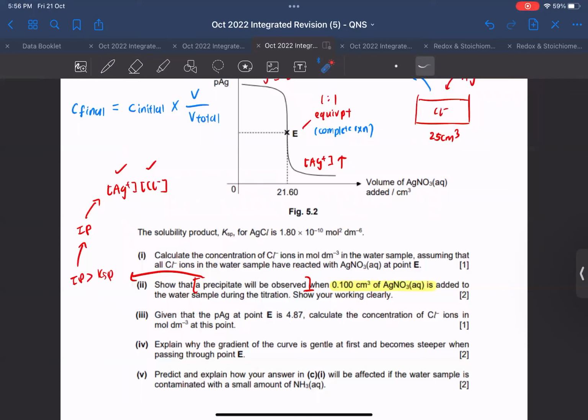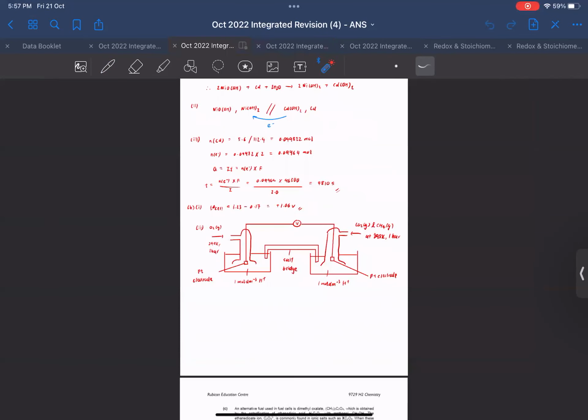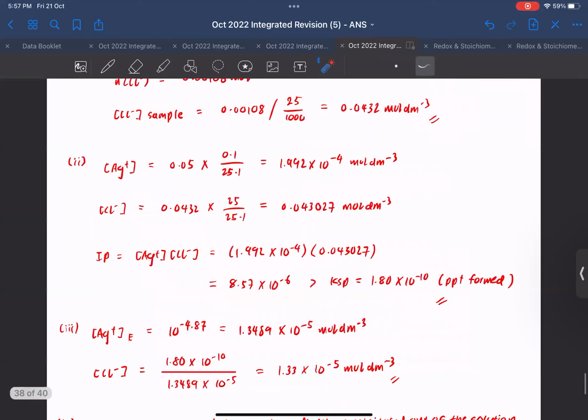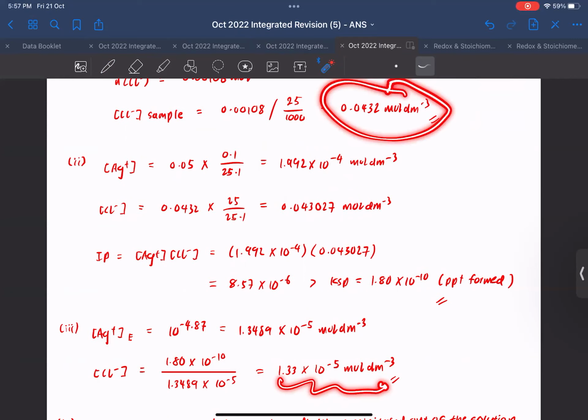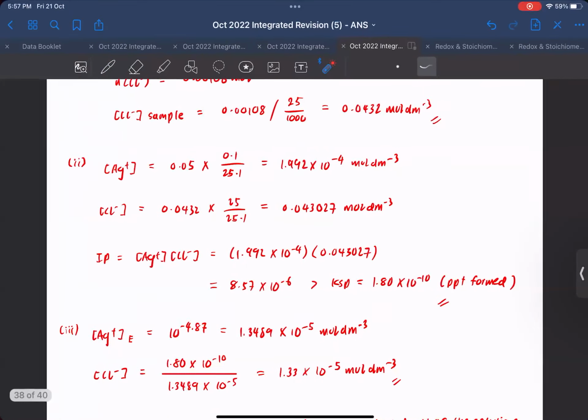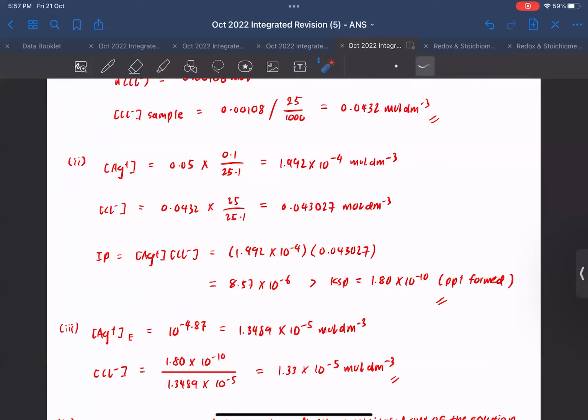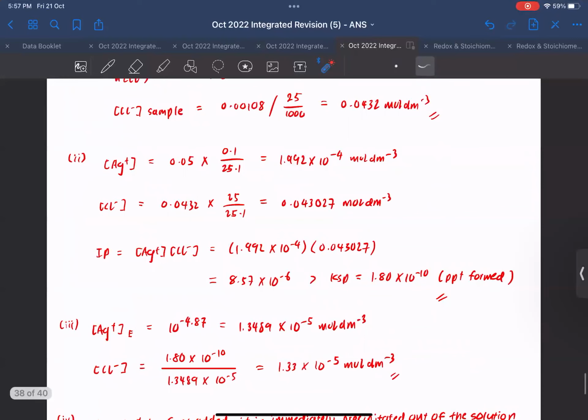And we need to calculate this Cl-. They told us pAg at point E, so we can find the concentration of Ag+, right? Then how do we find Cl-? All we need to do is sub it into the Ksp expression. So convert your Ag+ into concentration, sub it into your Ksp, then you can find Cl-. There's a very small concentration of Cl- left. You see at the start we have this concentration, but now we are only left with this. So it can be said that a very, very effective separation is done in this experiment. There's a small concentration left in the solution. That's the answer for part 3. Okay?